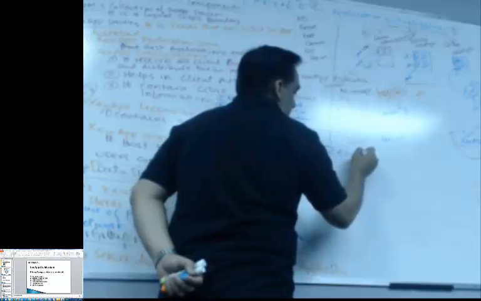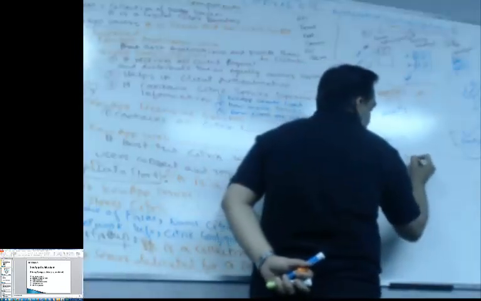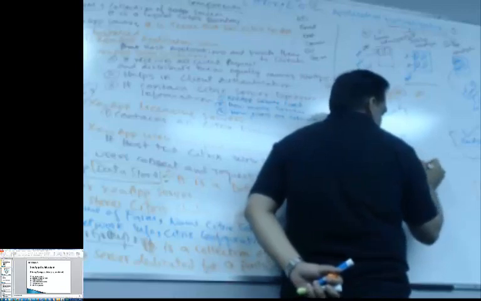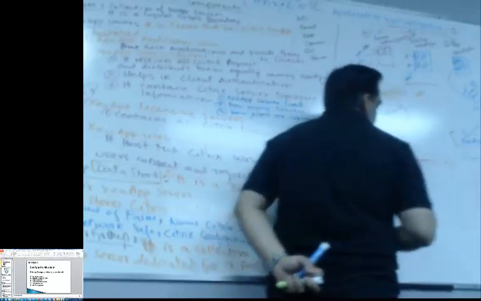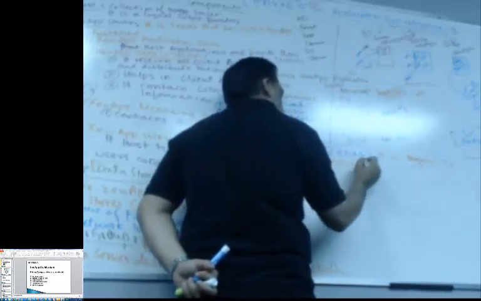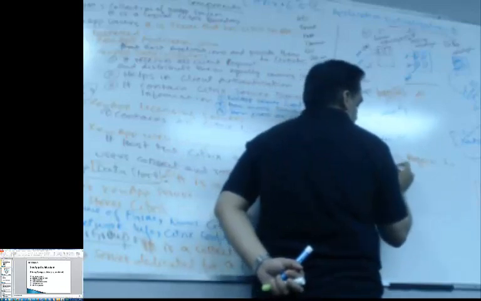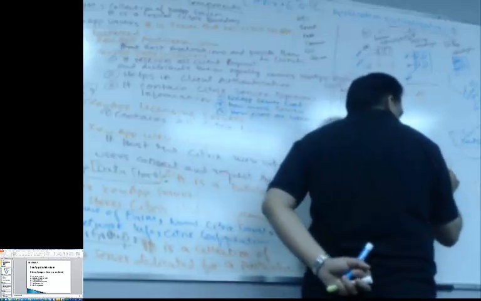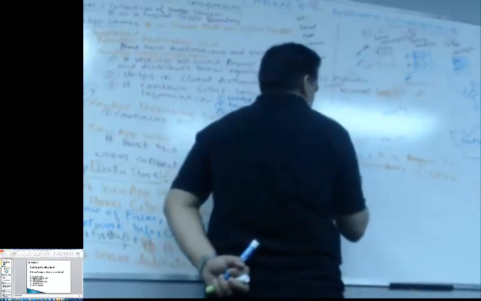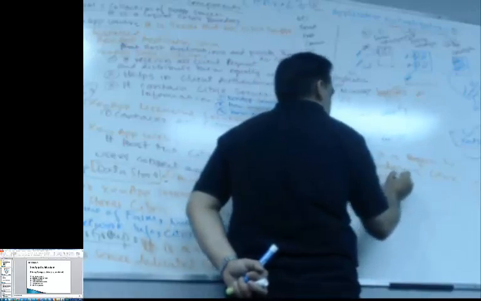Now the last thing in this architecture is known as zones. A zone refers to a physical boundary of your Citrix infrastructure. It is tied to a physical boundary of your Citrix infrastructure.